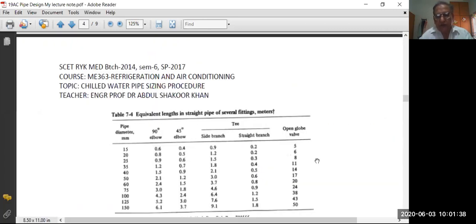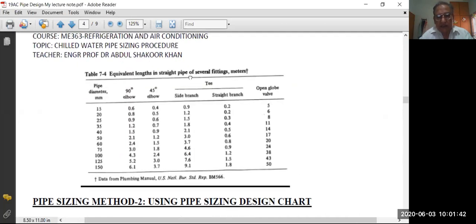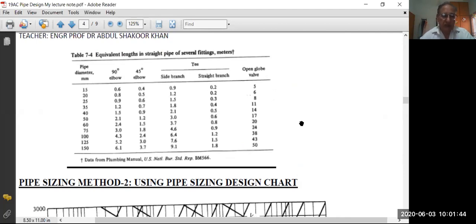Engineers should also know the equivalent lengths of the fittings they are using, such as elbows and tees. Here it is given by pipe diameter for a 90-degree elbow, and here for a 45-degree elbow. Here it is given for tees, side branch tees and straight branch. A tee has two branches, straight and side branch.